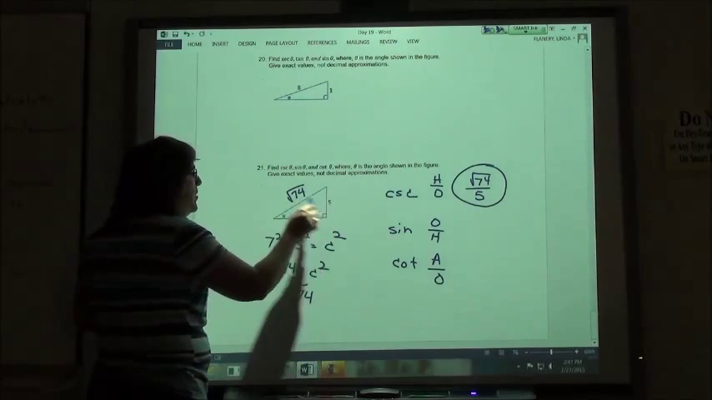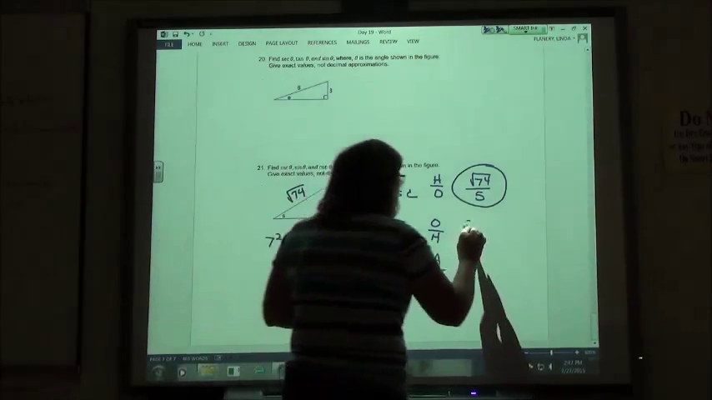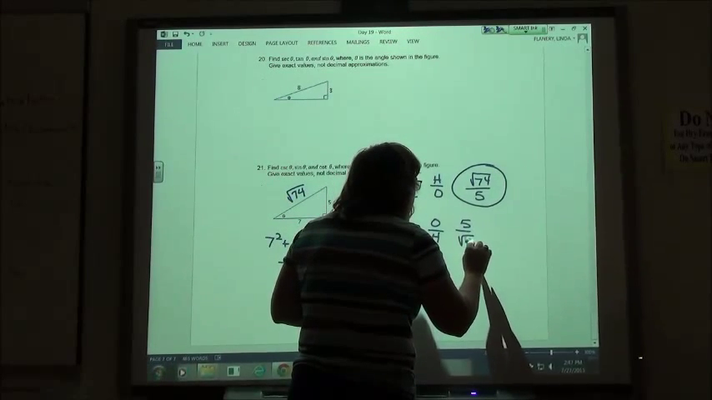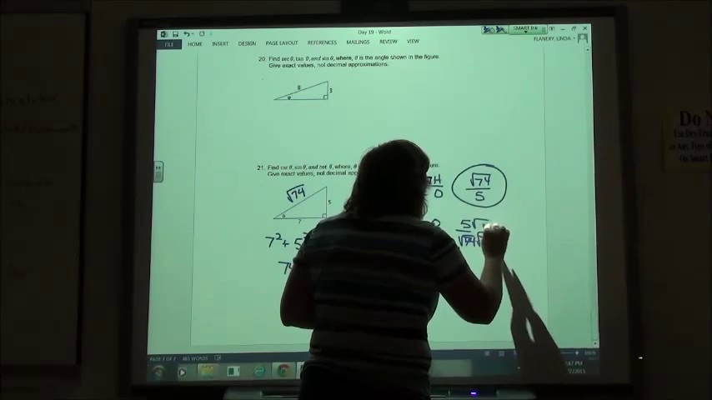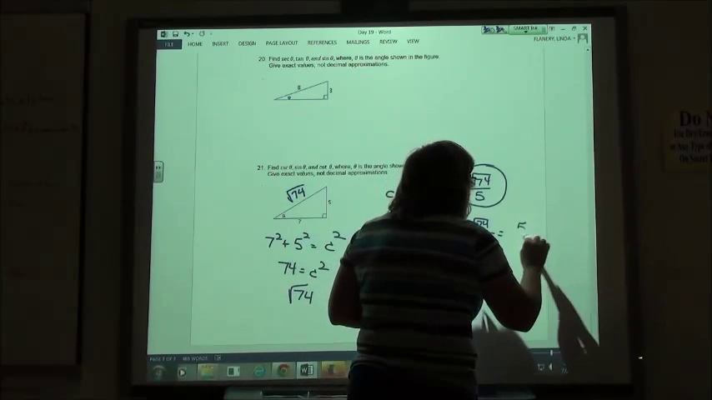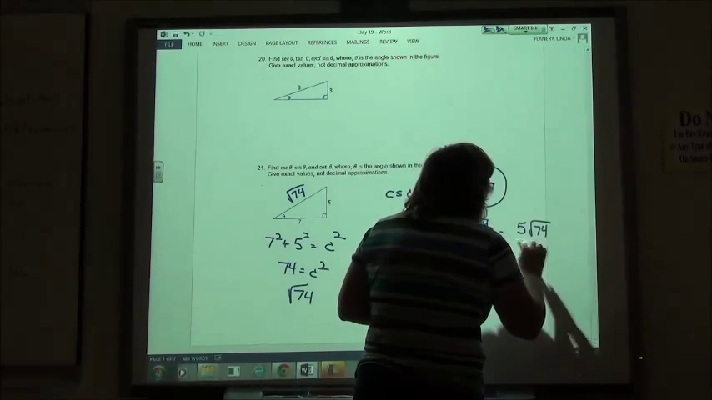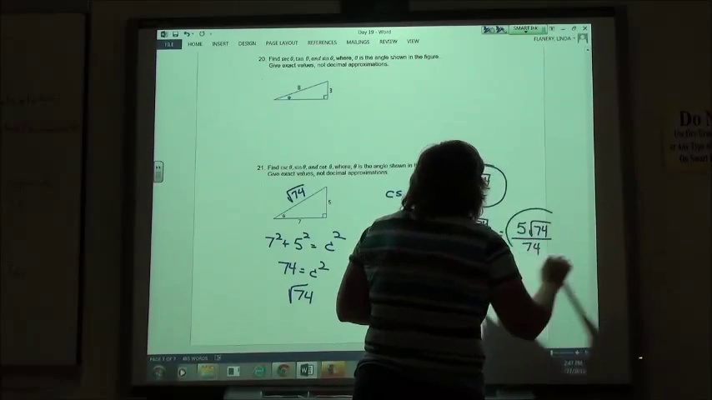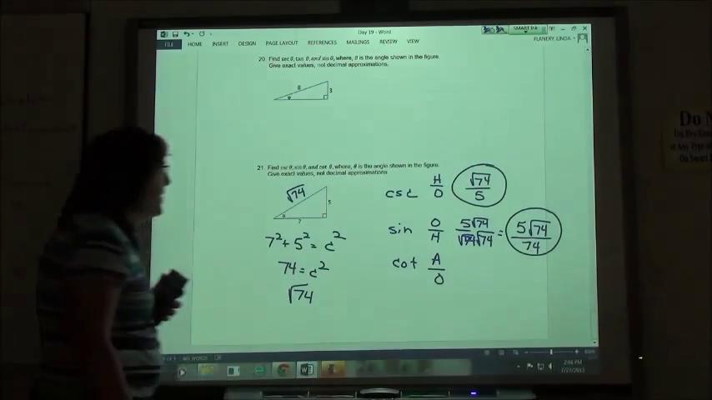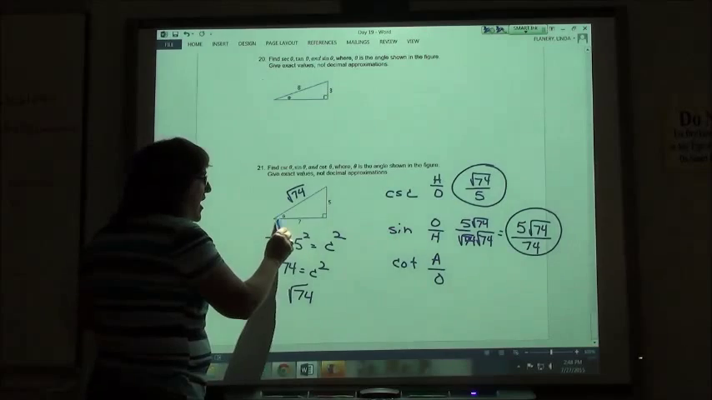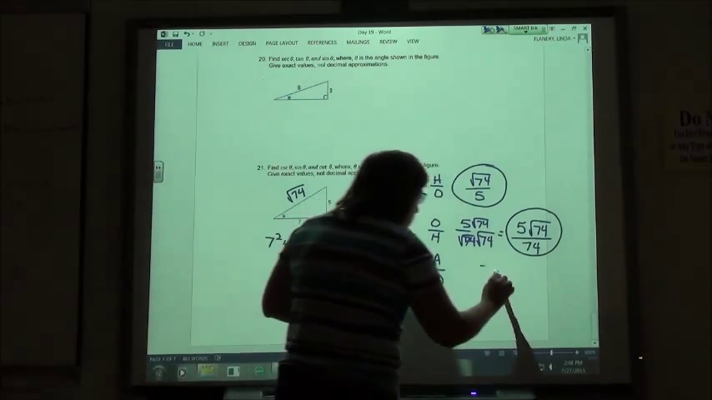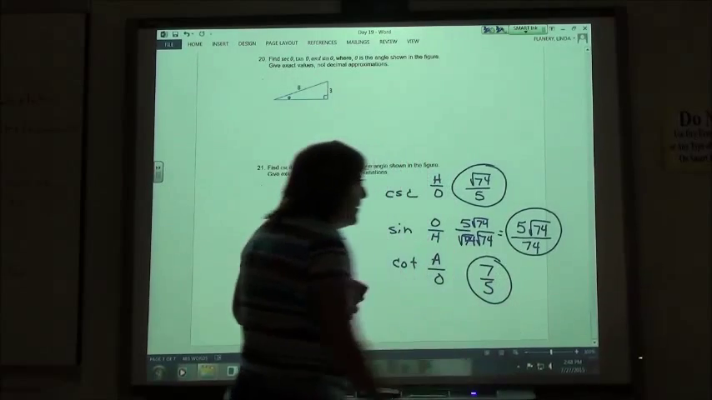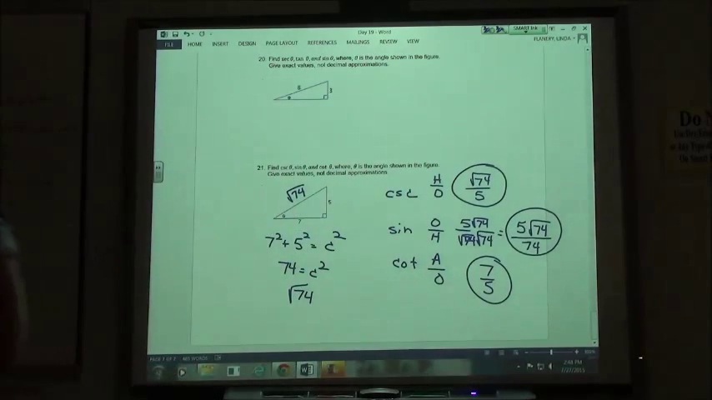Sine, opposite over hypotenuse, so 5 over the square root of 74. I've got to rationalize my denominator. So I get 5 square root of 74 over 74. And then we have the adjacent over the opposite, so 7 over 5. Like those ones, I don't have to rationalize my denominator.